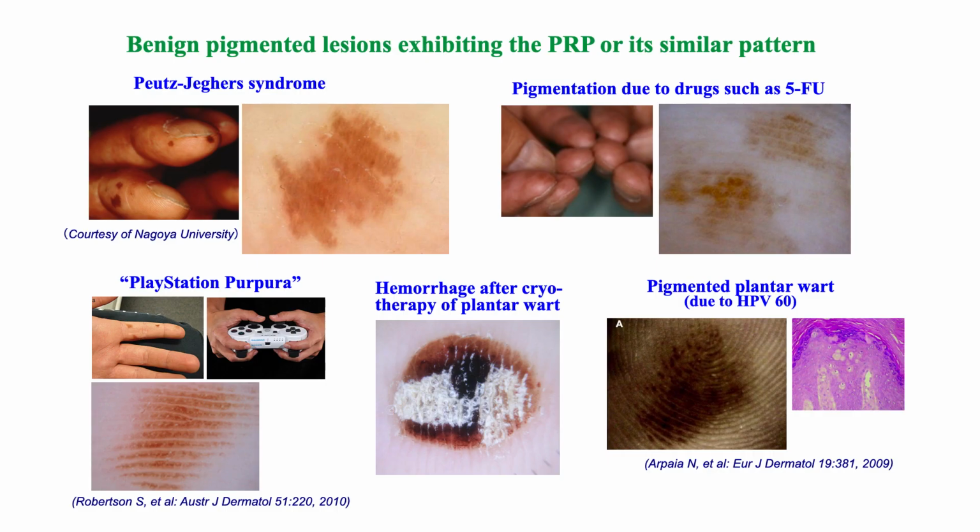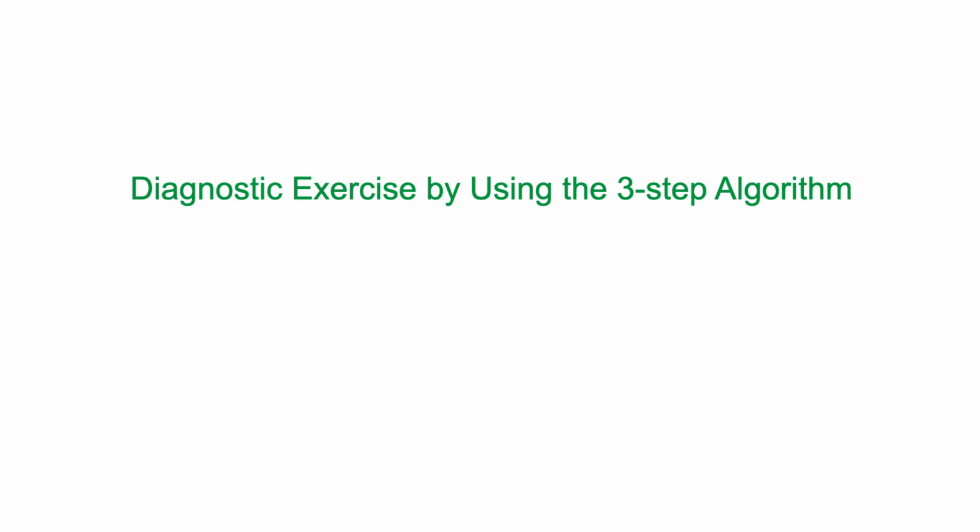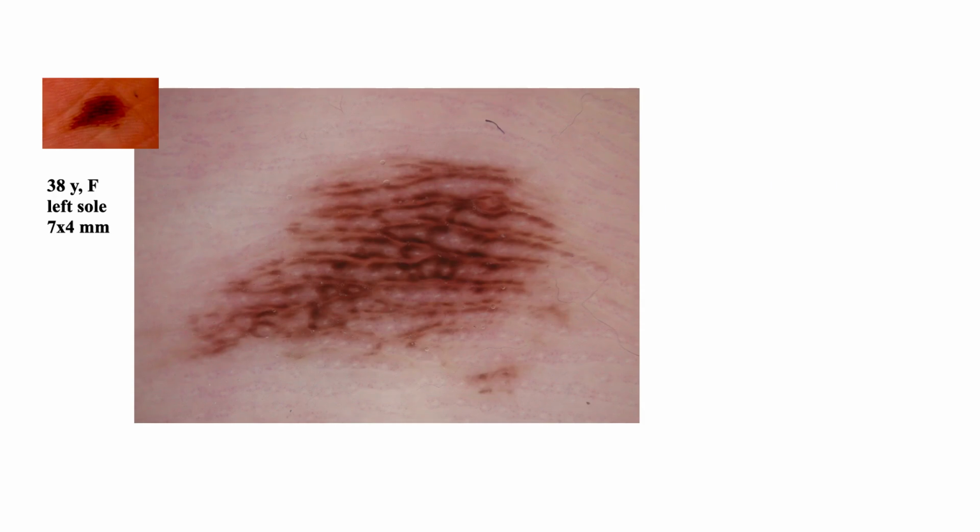Please note that there are several benign lesions exhibiting the parallel ridge pattern or a similar pattern, as shown in this slide. However, clinically, almost all of these conditions can be easily differentiated from acral melanoma. Now, let's diagnose several cases using the three-step algorithm.